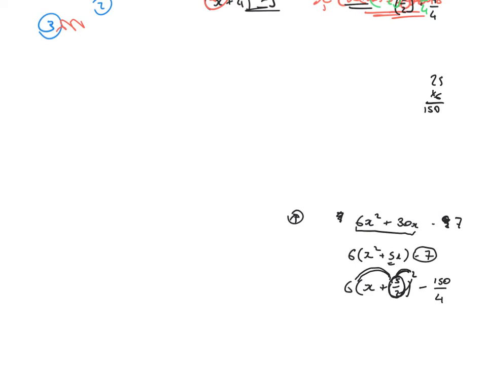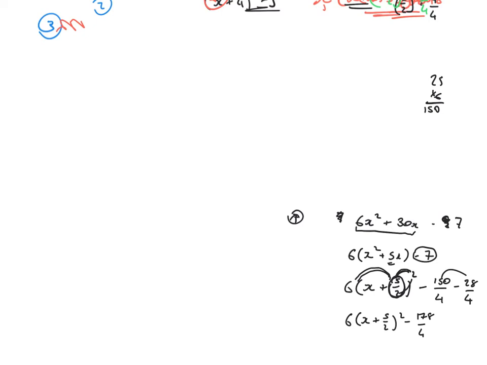And then I'm going to take away 7 pizzas, but change that into quarters, and that will be minus 28 over 4, minus 28 quarters. So 7 pizzas, how many quarters do we get? We'll just times the thing before to get 28. Okay, 6 bracket x plus 5 over 2, all squared, minus 178 over 4.